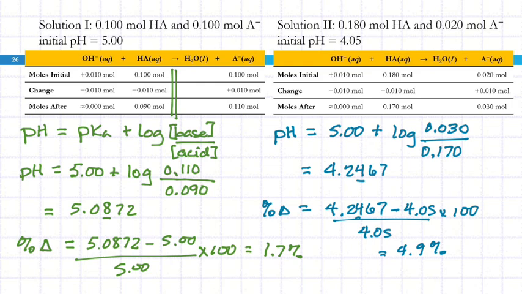So, two different buffers. This one had equal amounts of acid and base. This one had, in total, the same amount, a total of 0.2 moles of acid and base combined. 0.1 plus 0.1 is 0.2, 0.18 plus 0.02 is also 0.2. And we were adding the same amount of hydroxide to each of them. But we see that the pH change for this one was significantly less than the pH change over there. That make sense? So the buffer will be most effective when the concentrations are equal.